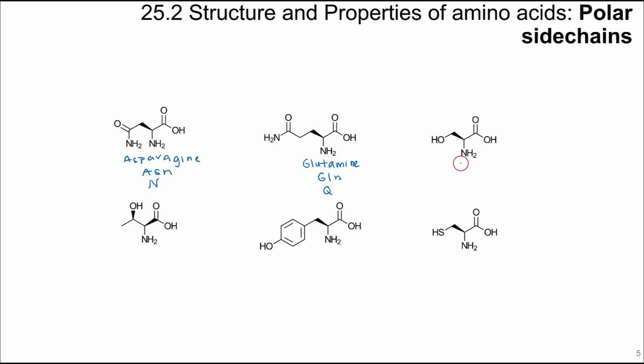A CH2OH, an alcohol one, this is serine. That one is SER and S. Serine is one of the ones that is used a lot of times in the catalytic triad. In a lot of enzyme functions, we see serine. If you have the secondary alcohol, this is threonine, THR, and this one gets the T.